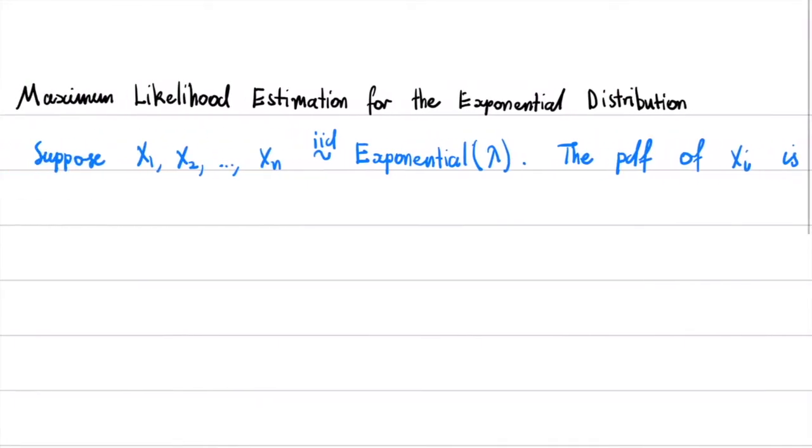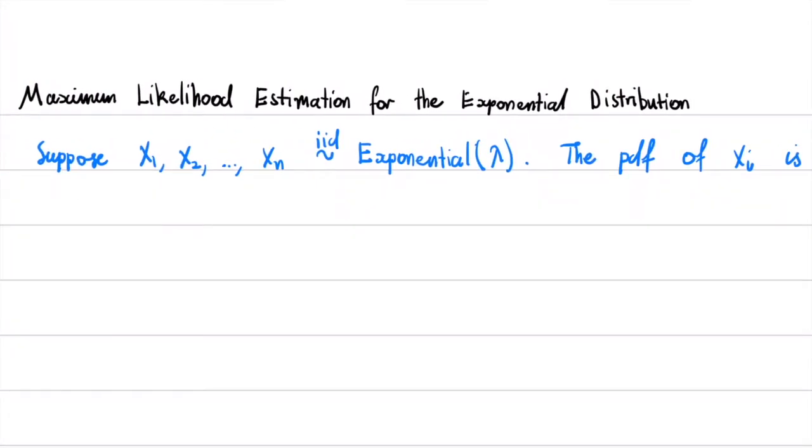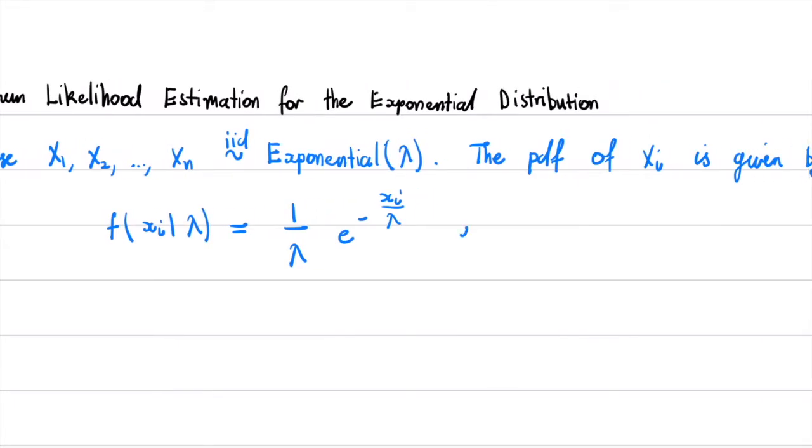So there are two ways that we can express the exponential distribution. One is in scale form and one is in rate form. In this case, I'm going to assume that our lambda here is the scale parameter. So we write that the PDF is equal to 1 on lambda e to the negative xi on lambda, and of course xi is strictly a positive real number.